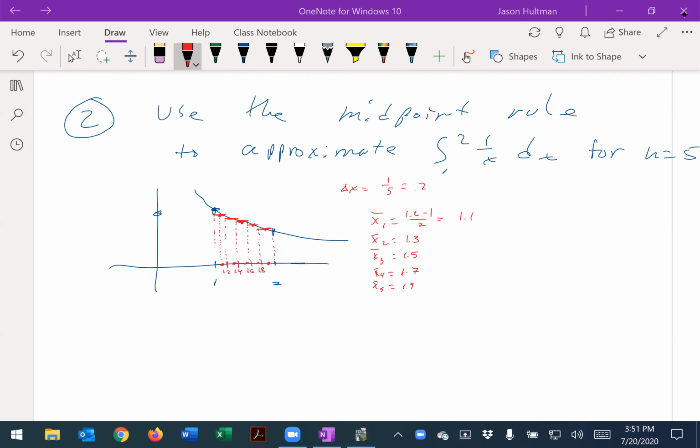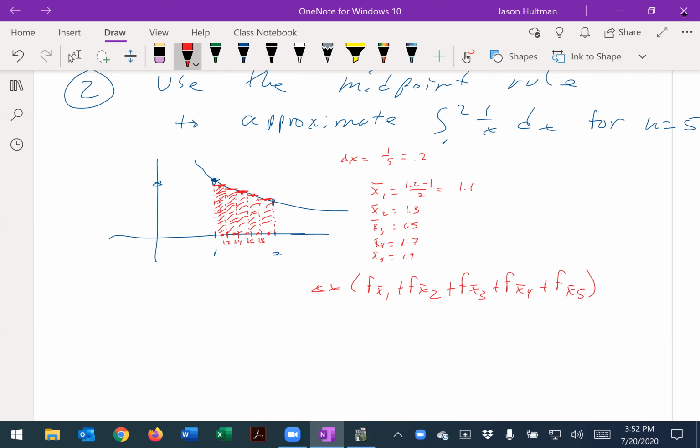Okay. So now we just want to get the area of our rectangles here. Again, this is going to be delta x times my x bars. So this is f of x bar 1 plus f of x bar 2 plus f of x bar 3 plus f of x bar 4 plus f of x bar 5. If we're going to use these, then this is going to be f of 1.1 plus f of 1.3 plus f of 1.5 plus f of 1.7 plus f of 1.9, times delta x.